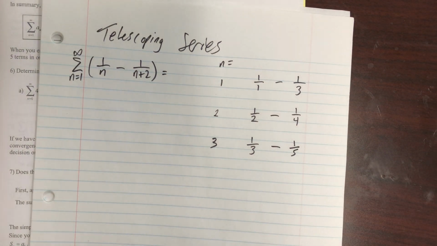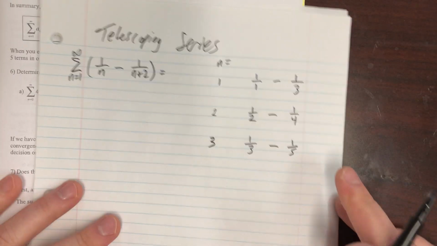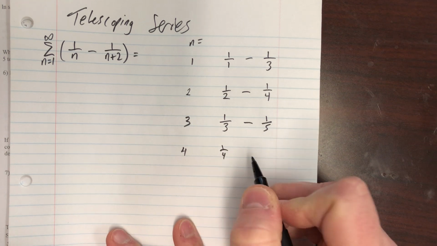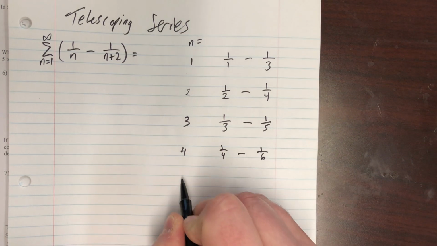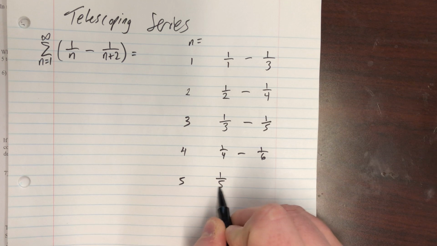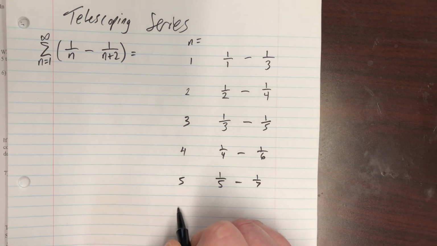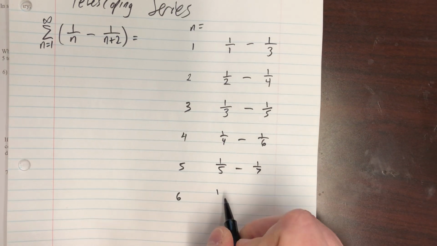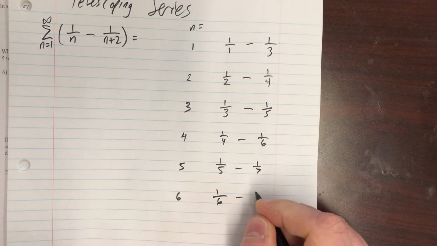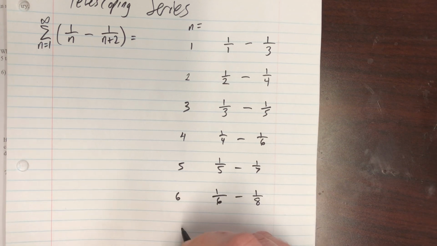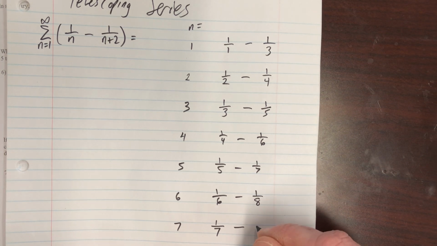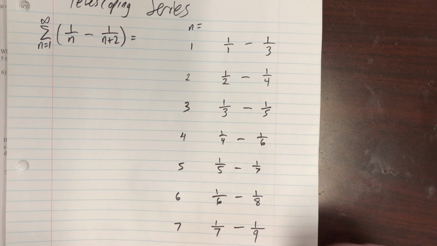All right, and I'm going to just do a few more terms. When N equals 4, that's 1/4 minus 1/6. When N equals 5, that's 1/5 minus 1/7. When N equals 6, that's 1/6 minus 1/8. I'm going to go until I run out of space on my screen. If you are being very observant, though, you'll see that I'm already in the world of unnecessary writing.